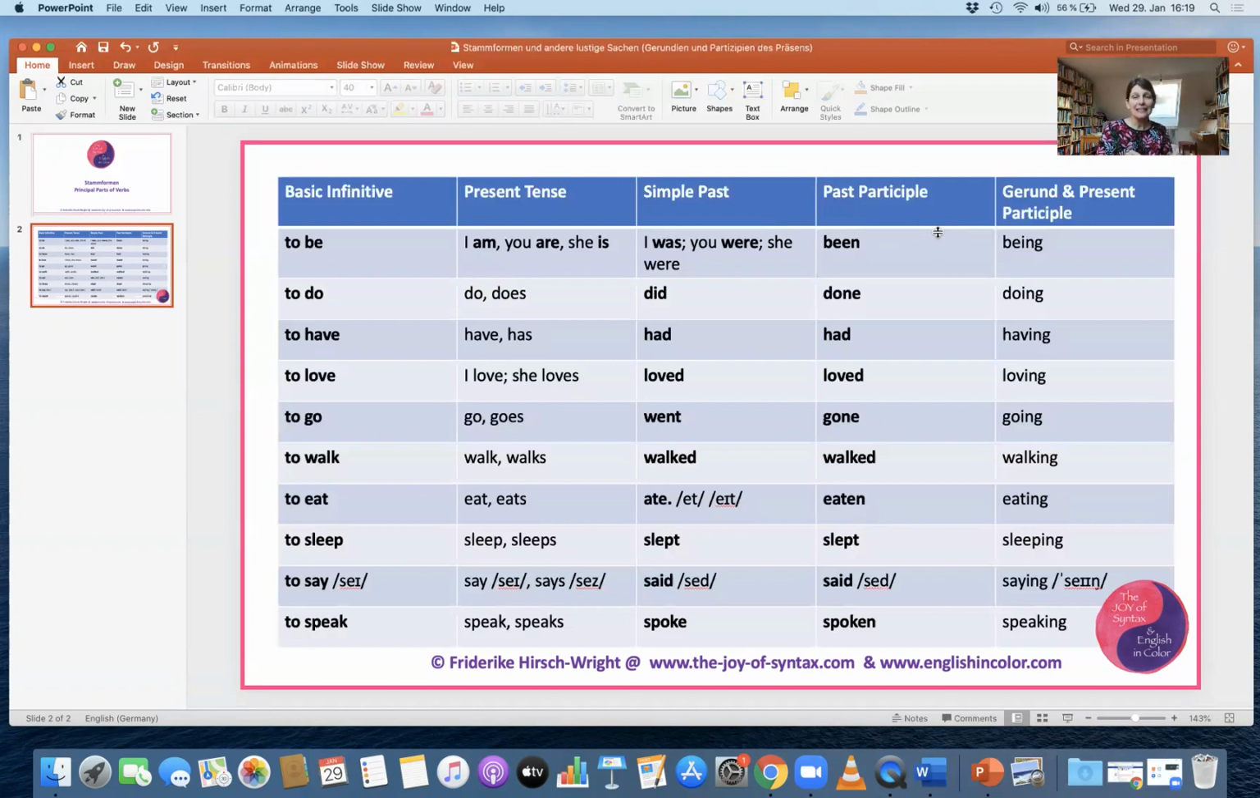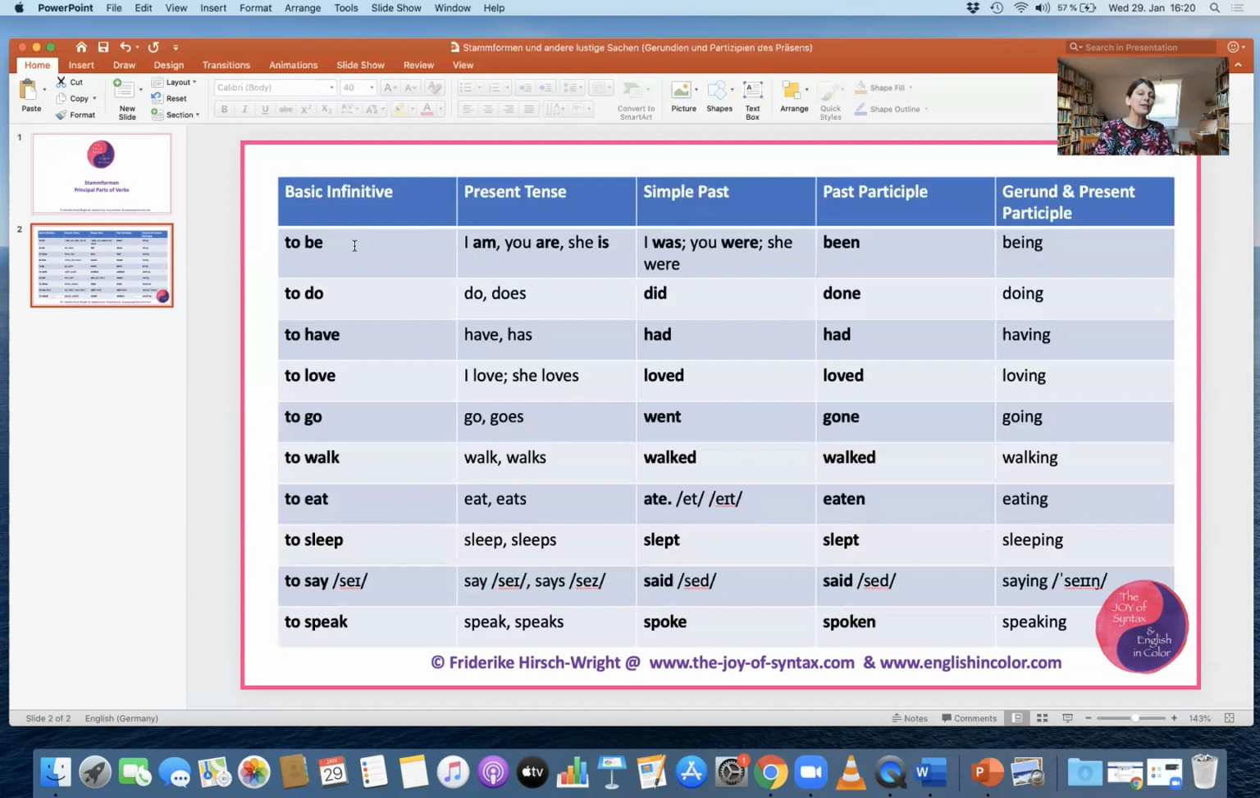ED doesn't have to be the simple past. It can also be the past participle. And so I thought I would do two things with the help of this table here. I would show you that both so-called regular and irregular verbs have principal parts, and that it just so happens that the simple past and the past participle form of regular verbs looks the same.